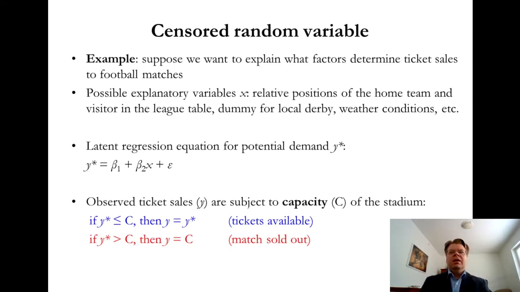So in that sense, in the censored case, we have this kind of discrete case. In some sense, there is a binary case: is the match sold out or not? So you can think about this almost as a binary 0-1. If it is sold out, we have this full capacity. But if there are tickets available, then the question is, how many tickets would there be?